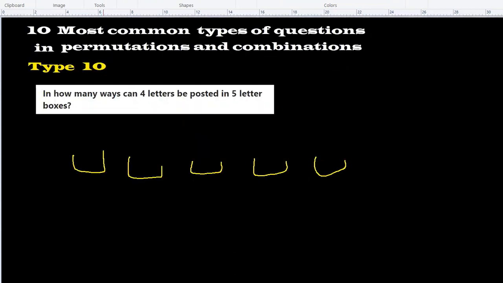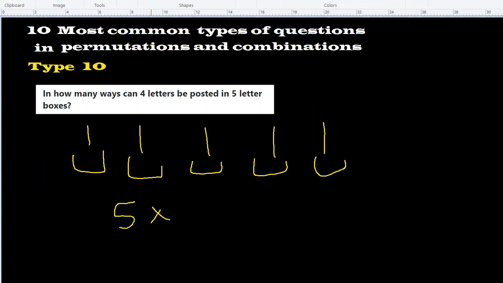Here they are asking, in how many ways can 4 letters be posted in 5 letter boxes? So I've drawn 5 letter boxes because they are fixed. We can't take them to letters, but we can take letters to the boxes. So I have the first letter in my hand. How many options do I have for that letter? I have 5 options. I can put it here, or here, or here, or here, or here. I have 5 options for that.